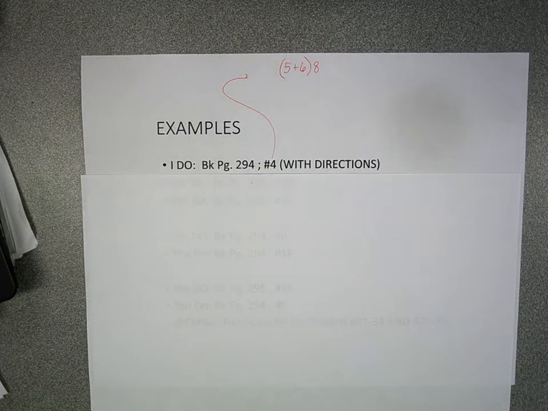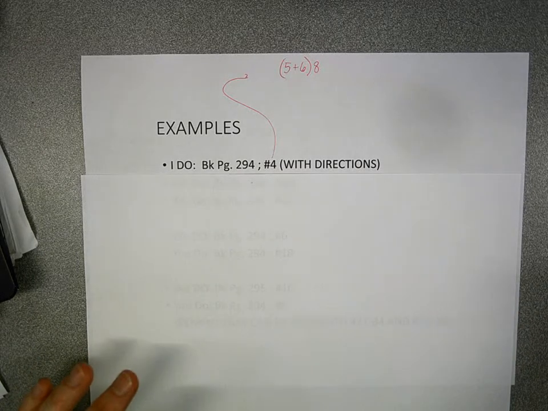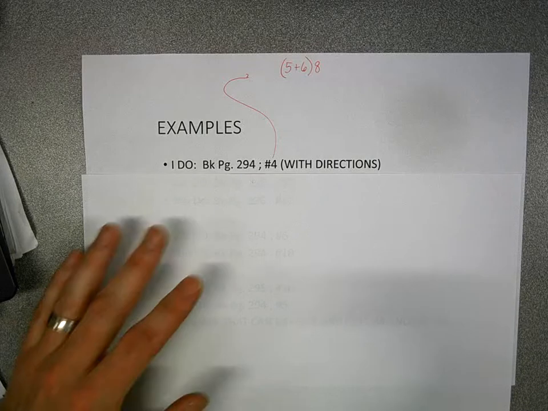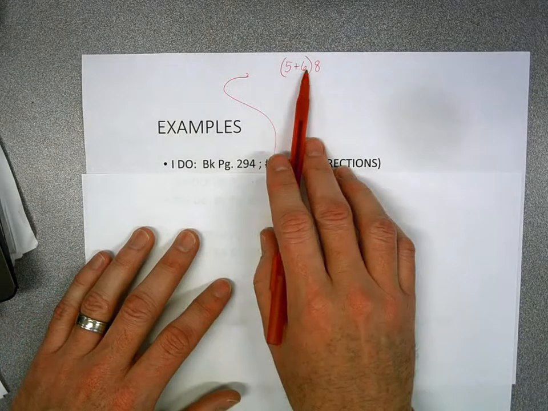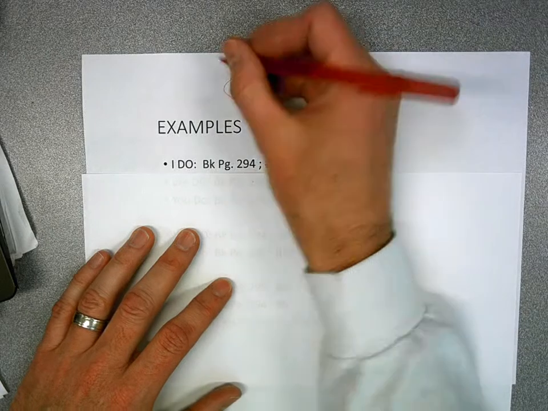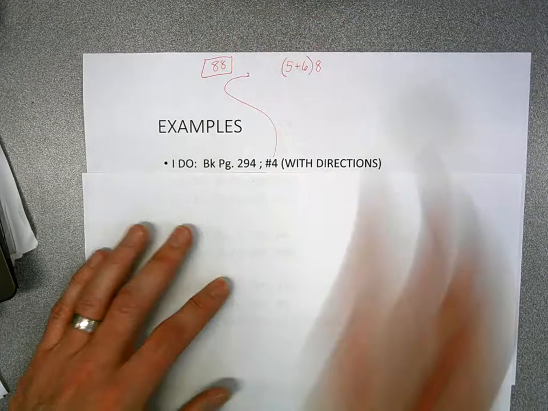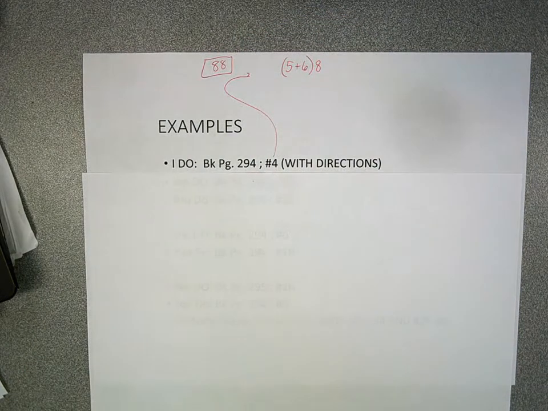Now let's get this out of the way. Using mental math, using order of operations, what's the answer to that right there? 88. Only one person knows that. Okay, 5 plus 6, 11 times 8. Yeah, it's 88. Now, here's what they do: the book is designed to start off with some easy problems.